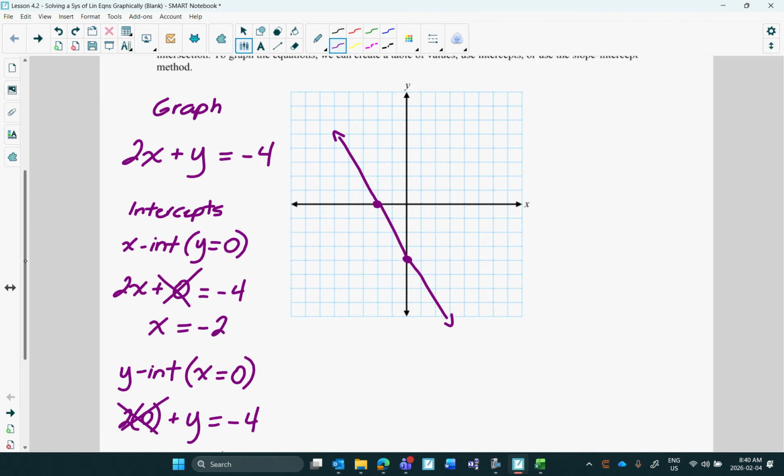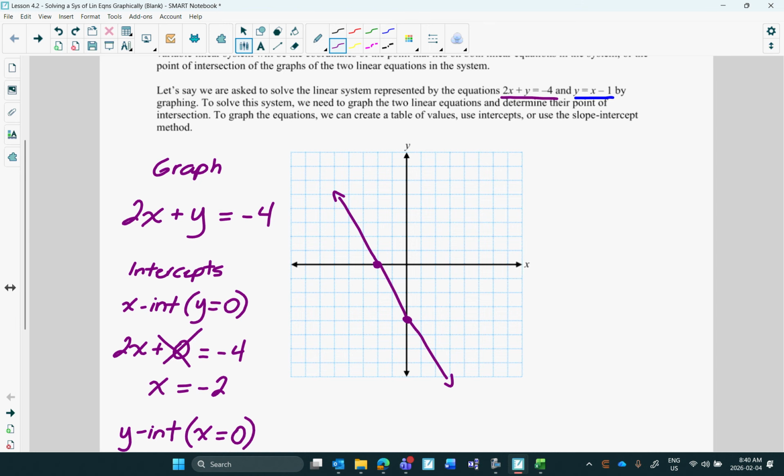Let's graph the other one. Y equals x minus 1. Well, we've got y by itself, so why don't we use the slope intercept method? Why don't we use y equals mx plus b? Because that's a quick way to graph.